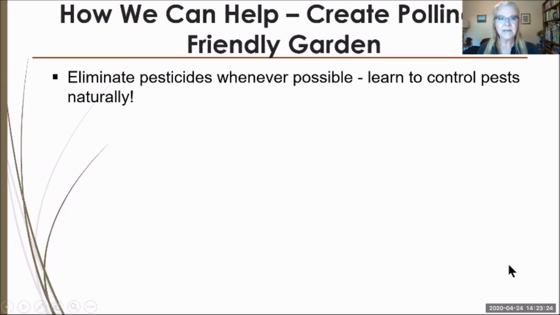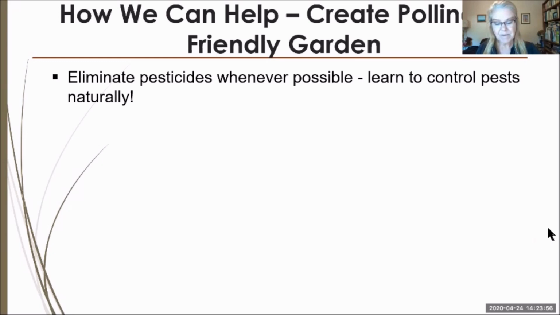Okay, so some of the things to get started with a pollinator-friendly garden. Eliminate pesticides whenever possible and learn to control pests naturally. University of California Integrated Pest Management recommends if you must use a pesticide, use the least toxic possible. Best case scenario is not using one at all. Also read your labels carefully and spray at night when the bees and the other pollinators are not active.